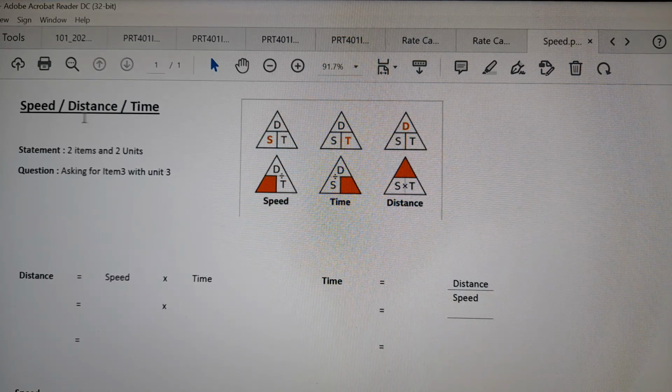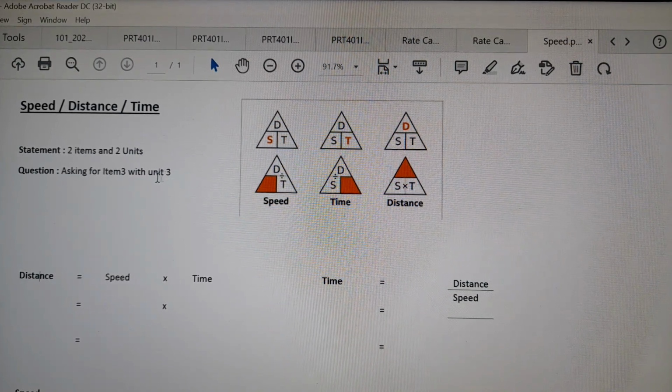Now, the question that covers speed, distance, and time, you will have a statement that has got two items and two units, and they will be asking for item number 3 and units number 3. What do I mean by that? You will be given speed and distance in the statement, and in the question you will be asked for time. Or you will be given speed and time, and in the question you'll be asked for distance, or you can be given time and distance and you can be asked for speed. So be careful when you read the question. Okay, what are they looking for?